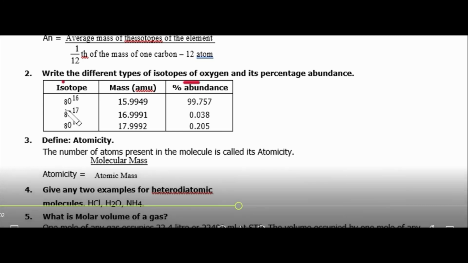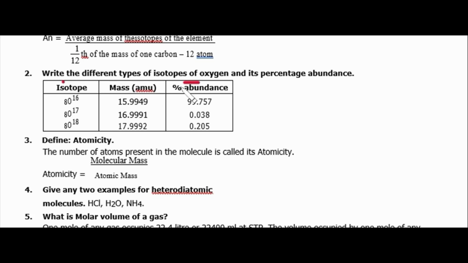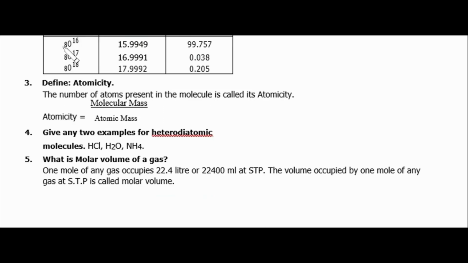First column, isotope. Second, mass in AMU. Third column, percentage abundance. First, oxygen-16: mass value 15.9949 AMU, percentage abundance 99.757. Second, oxygen-17: mass value 16.9991, percentage 0.038. Third, oxygen-18: mass value 17.9992, percentage abundance 0.205.